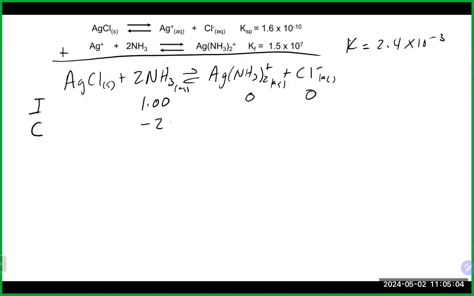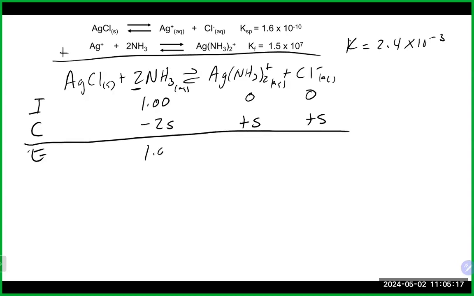This can be minus 2s, right, because of the coefficient. S being, again, the molar solubility like we talked about. This will be plus s and plus s. That means that when we get to equilibrium, we will have 1 minus 2s, s, and s. Any questions on the table here? So very similar to a Ksp table, except in this case, we actually do have a little bit of something there on the left-hand side.